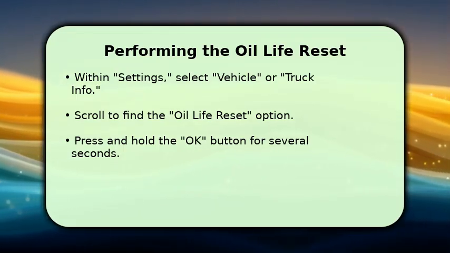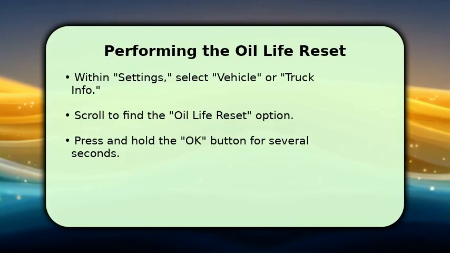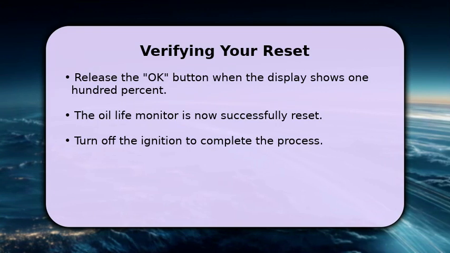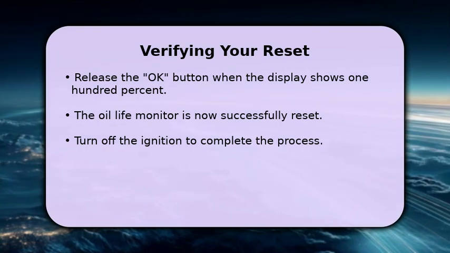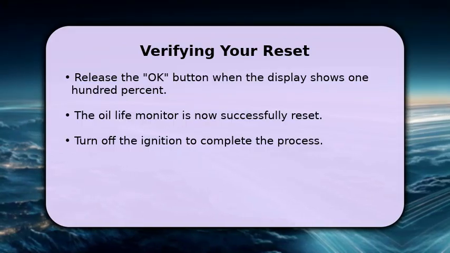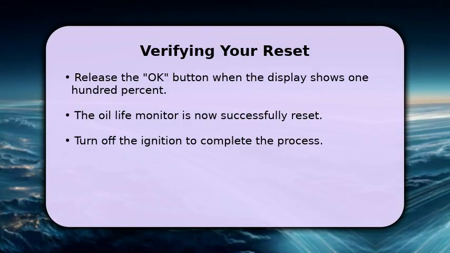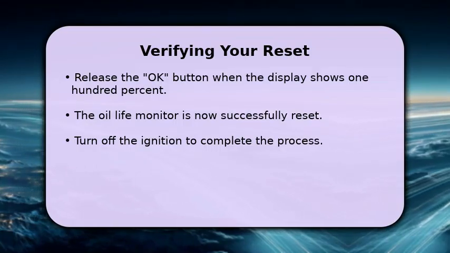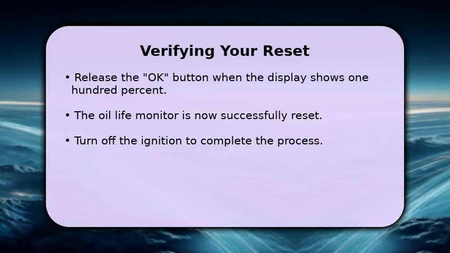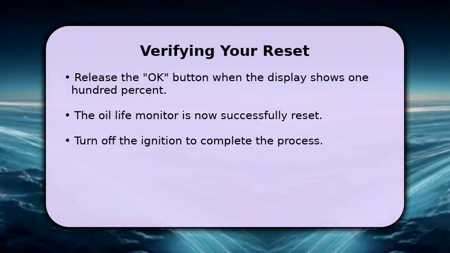To reset it, press and hold the OK button for approximately 2 to 3 seconds. You'll see the oil life percentage change on your display, typically resetting to 100%. Once it reaches 100%, you can release the OK button. Your Ford F150's oil life monitor is now successfully reset, ready to accurately track your next oil change interval.